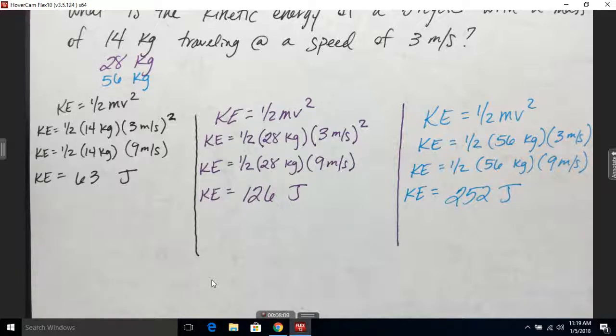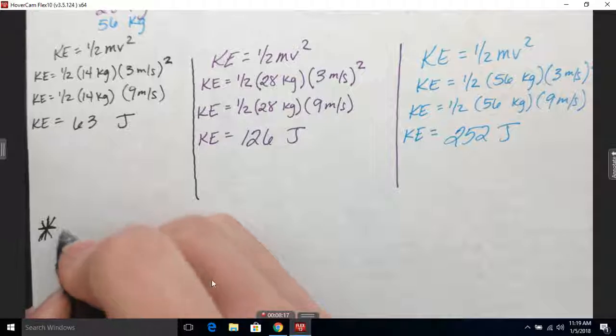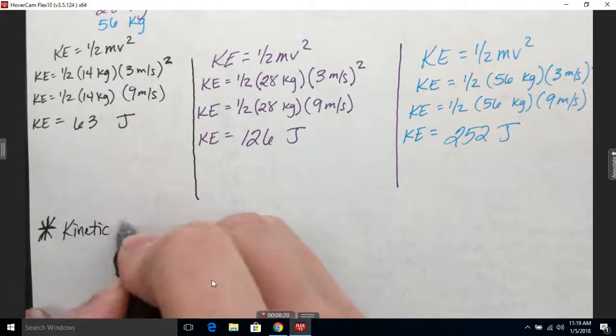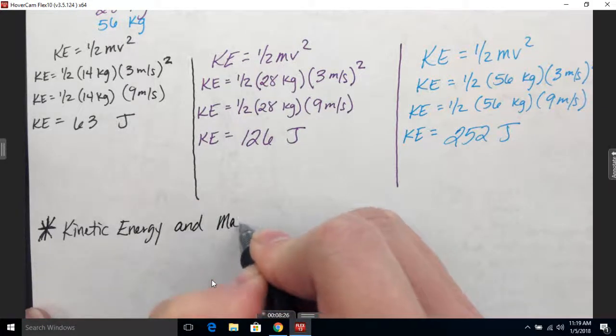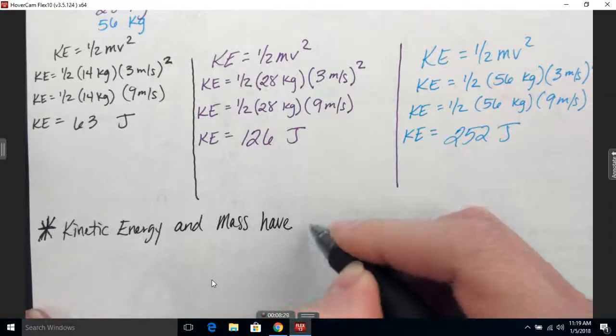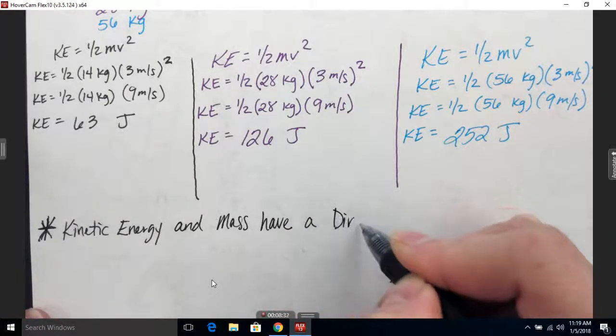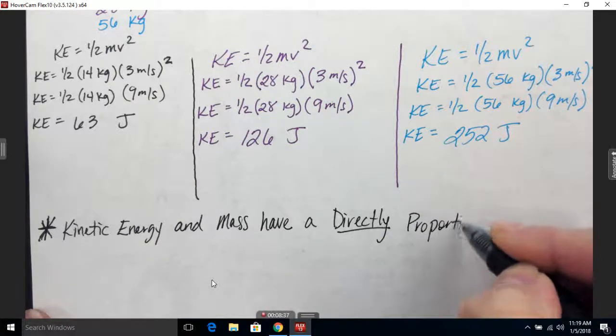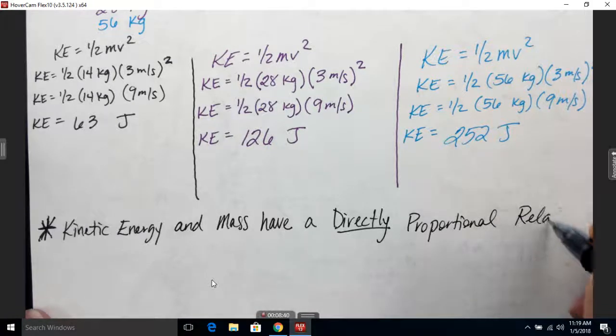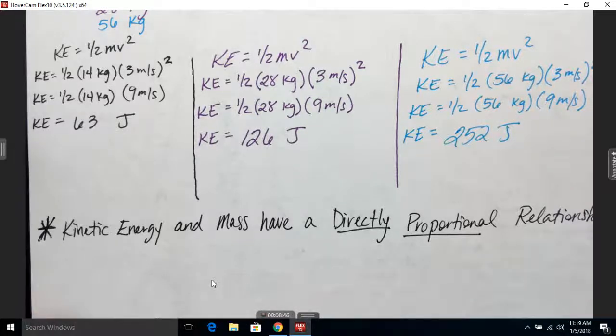There is a relationship here, okay? This is what you've got to memorize. For the LEAP test, this is the most important thing right here. Kinetic energy and mass have a directly proportional relationship. Directly proportional. What does that mean?